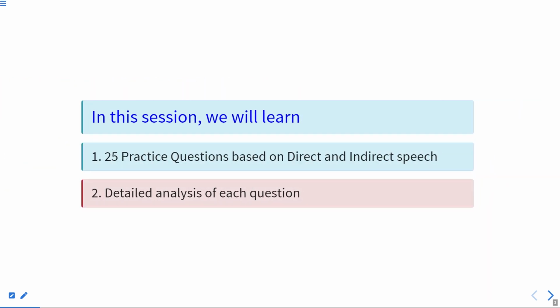First of all, in this session, we will discuss 25 practice questions based on direct and indirect speech, that is narration. Narration is also called direct and indirect speech. We have already discussed this in our earlier sessions of theory. Now, in this session, we will discuss detailed analysis of each question. It means of all the solutions, each and every question we are going to discuss in detail. We'll discuss the solution and the detailed solution of the question. Okay, so let's begin this session.